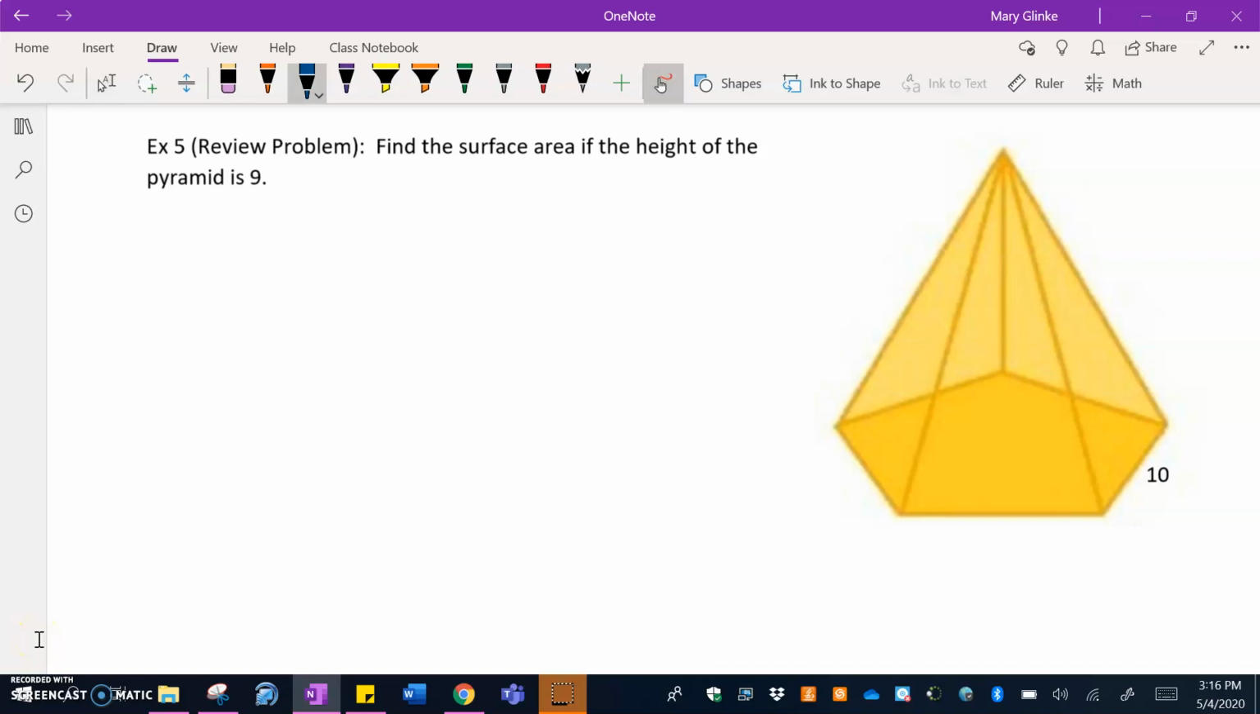Here we have a review problem of a pyramid. We're going to find the surface area if the height of the pyramid is 9. And you can see here that one of the base edges is 10.